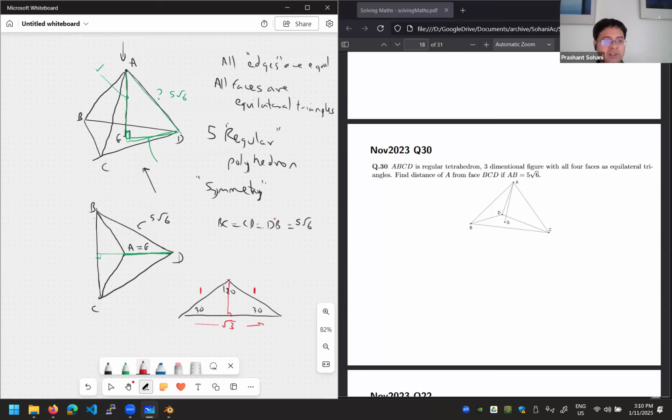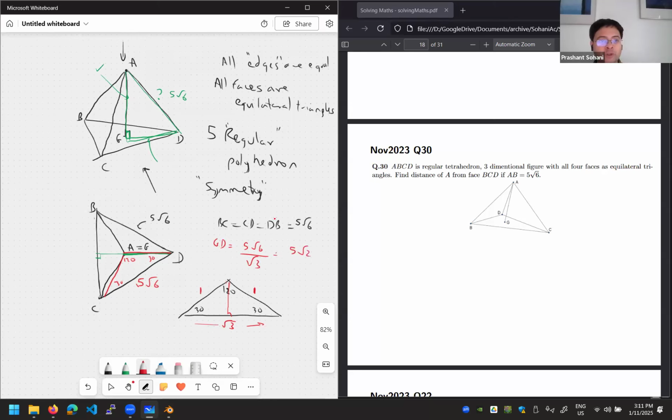So here you see that is exactly what we have. Like, isn't this a 30, 30, 120 triangle? And I know one length. This is 5 roots, right? So therefore, I can quickly find the remaining length. So for example, here what will GD be? It will be equal to 5 root 6 divided by root 3. Okay, so therefore it is simply 5 root 2. Okay, so GD is 5 root 2.